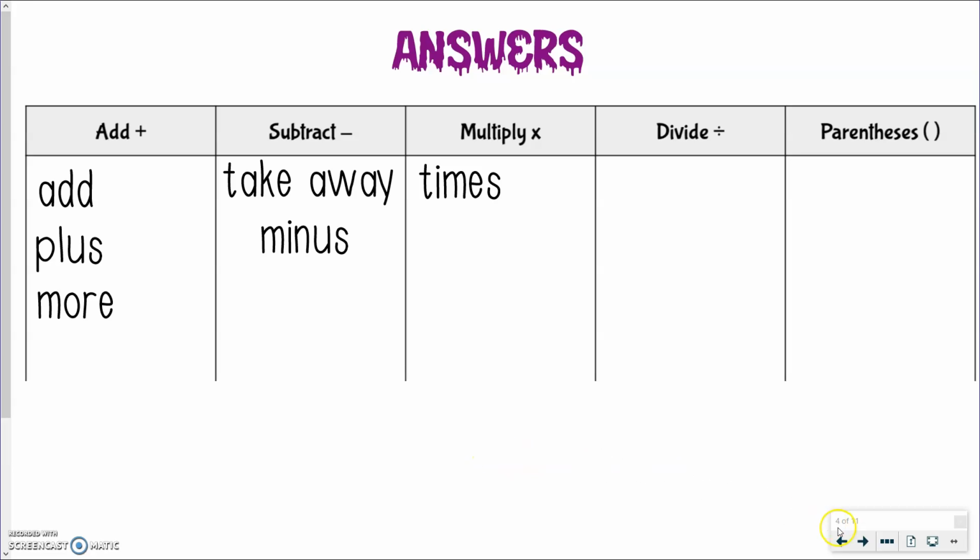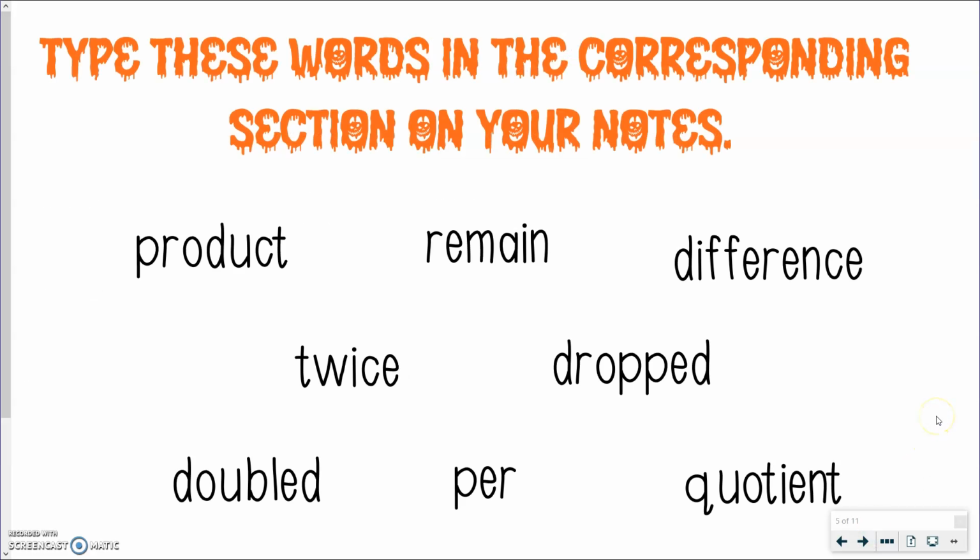Again, pause as needed, but I'm going to go on to the next slide. And feel free to rewind if you need to as well. So how about these words? We've got product, remain, difference, twice, dropped, doubled, per, and quotient. So just take a moment and think about where you think those words would go, which words would go into add, subtract, multiply, divide, or parentheses. And then I'll show you on the next slide.